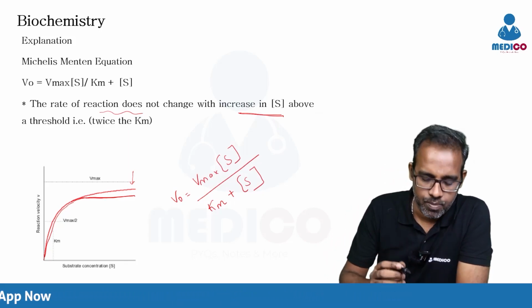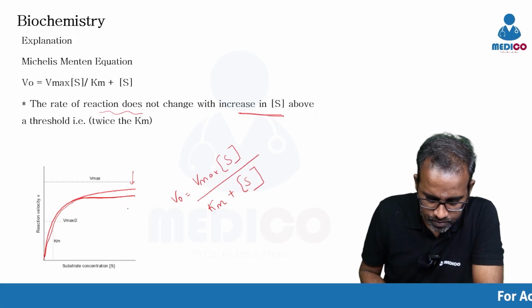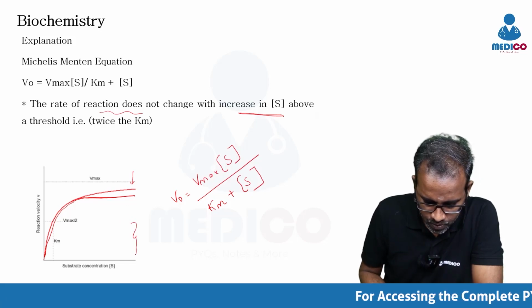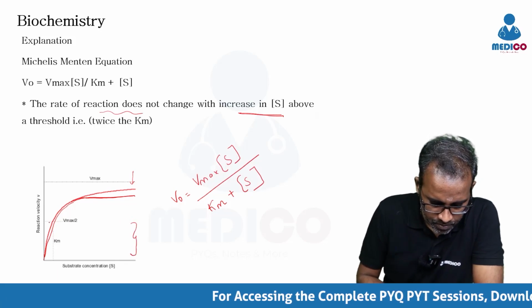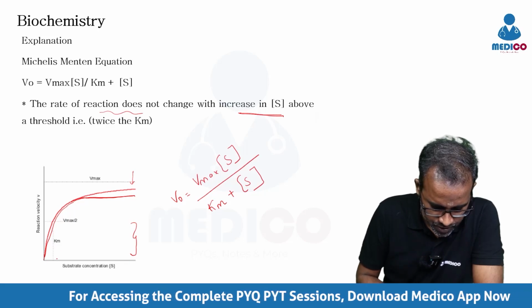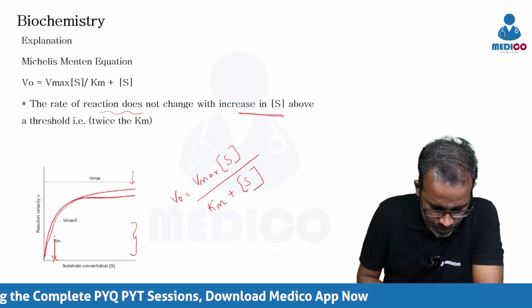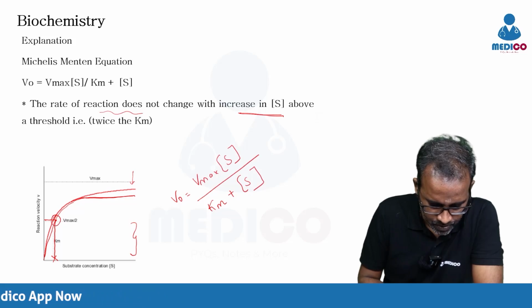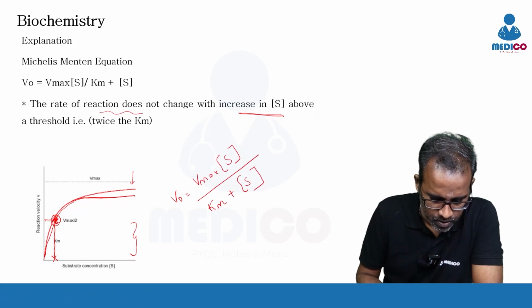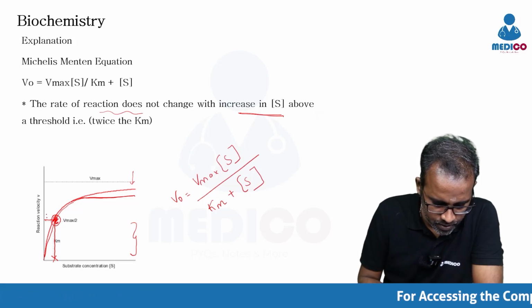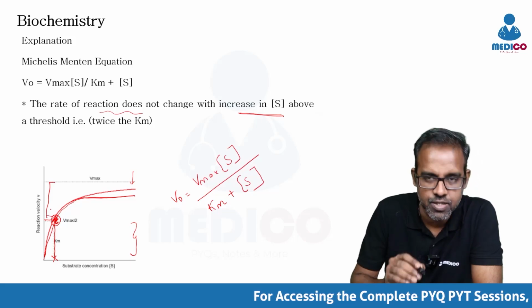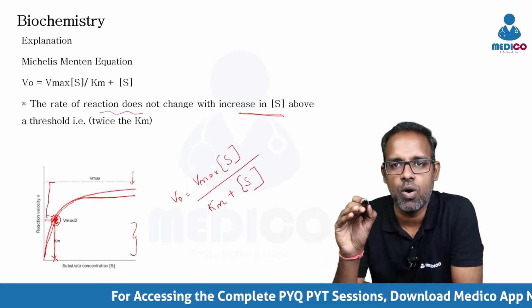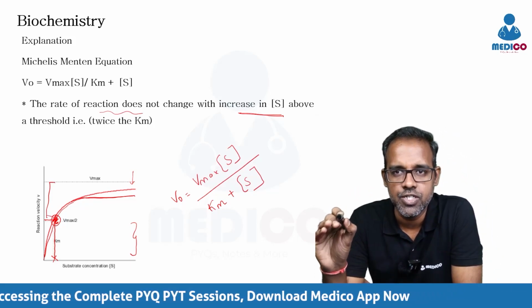So at what point will it happen? It will happen roughly at twice the Km. So what is Km? I already told you. Km is the concentration of the substrate at which the velocity is half the maximum. So if you double it, this is the point at which the enzyme will plateau. That is, almost all the active sites of the enzyme will get saturated.